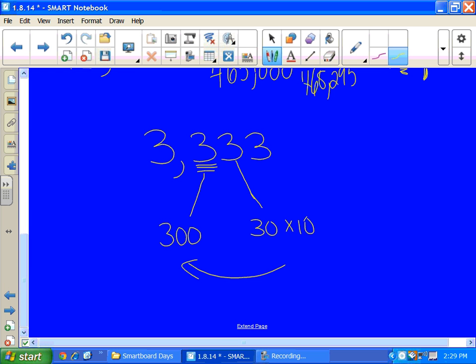Or if we want to move the other way, we could say that 300 divided by 10 is 30. So working either way, that relationship between the place values going to the left, each place value is 10 times bigger, just like in our multiplication graph. Each place is 10 times bigger.